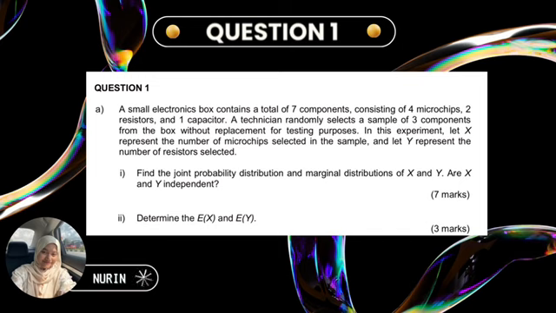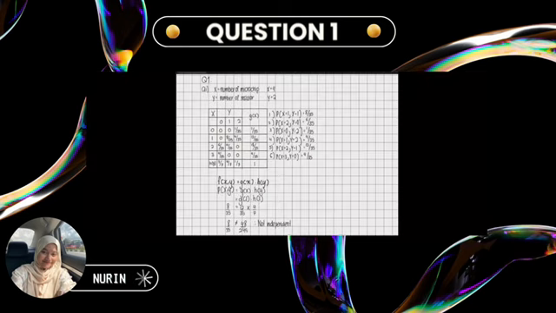And for question A1, they want us to find the joint probability distributions and marginal distributions of X and Y, and they want us to determine whether X and Y are independent. So, for this question, we have to take out some important information, which we have to know that the number of chips is represented by X, while number of resistors is represented by Y. And then the value of X equals 4, and the value of Y equals 2. So, how can we find the joint probability distributions and marginal distributions of X and Y?